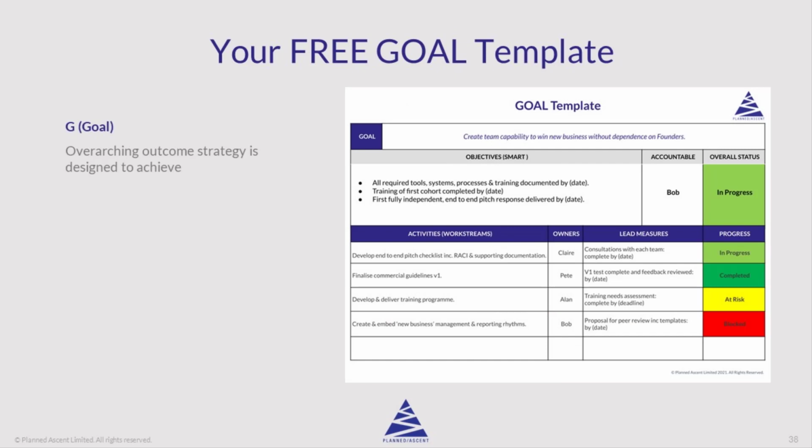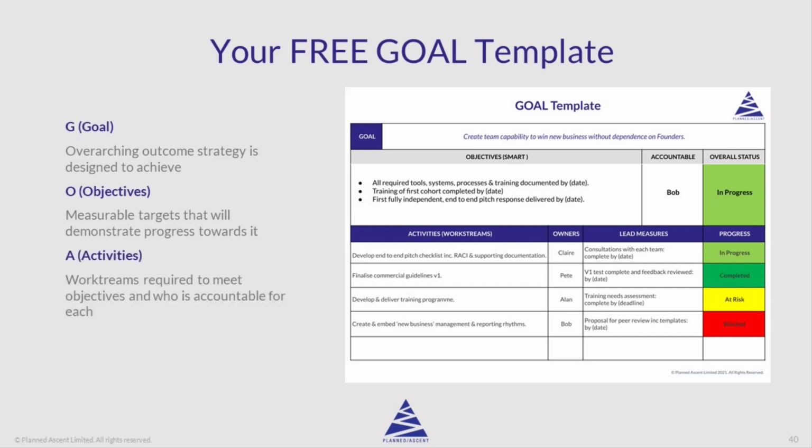G. Goal, the overarching outcome your strategy is designed to achieve. O. Objectives, the measurable targets that will demonstrate progress towards it, agreed by both leadership and management, and who is accountable for their achievement overall. A. Activities, the work streams required to meet the objectives and who is accountable for each. L. Lead measures, the indicators that will confirm appropriate activities are being initiated and sustained to create progress towards the objectives.